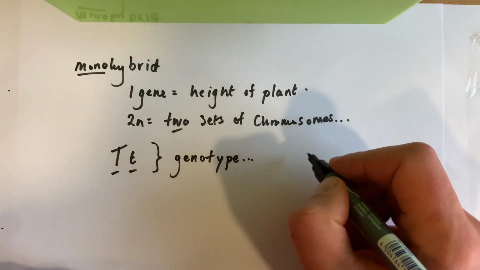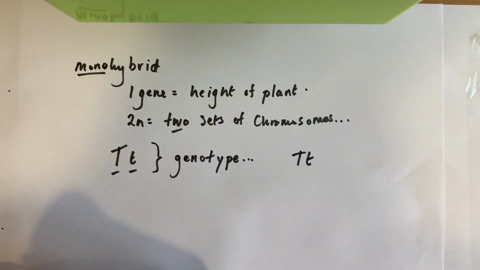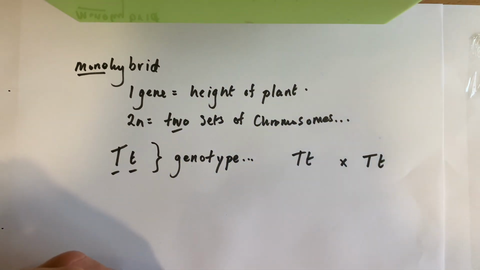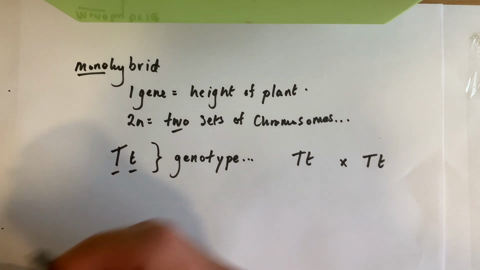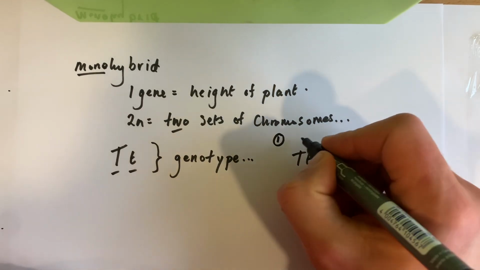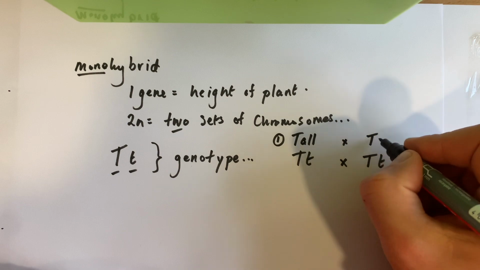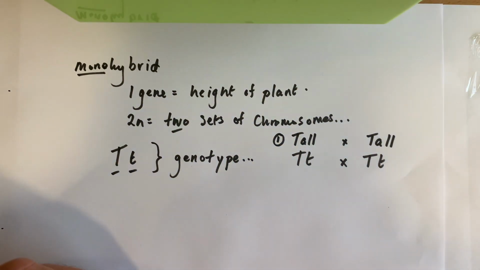Now, if we were to cross two plants and they were both tall and they both happen to be heterozygous, the first parent would have that genotype, and then we put a little X because we're going to cross it with another parent plant that's also heterozygous. So the first thing we have to do for any monohybrid genetic cross is to write down the parental phenotypes. So I'm just going to put parent 1 is a tall plant and parent 2 is also a tall plant.